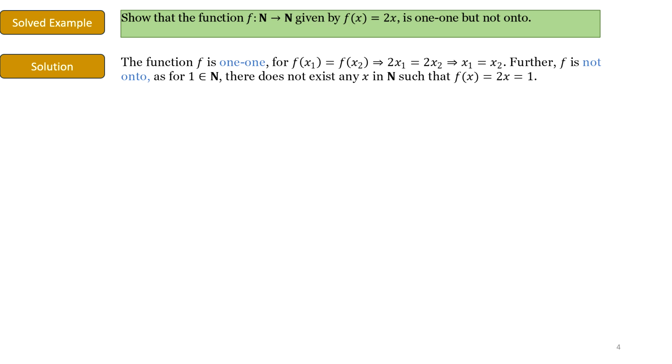f(x) is not an onto function because only even numbers in Y will have a pre-image in X. The odd numbers in Y will not have any pre-image in X, as f(x) is always even.